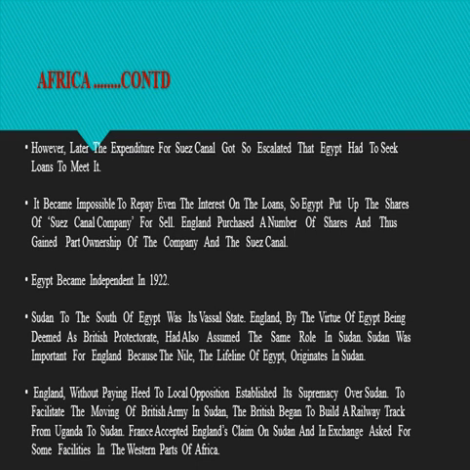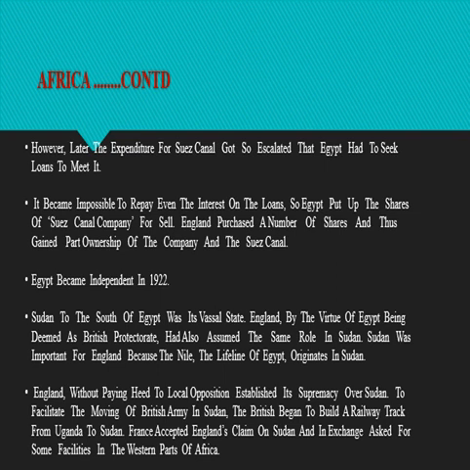Sudan, to the south of Egypt, was its vassal state. England, by virtue of Egypt being deemed a British protectorate, had also assumed the same role in Sudan. Sudan was important for England because the Nile, the lifeline of Egypt, originates in Sudan. England, without paying heed to local opposition, established its supremacy over Sudan.